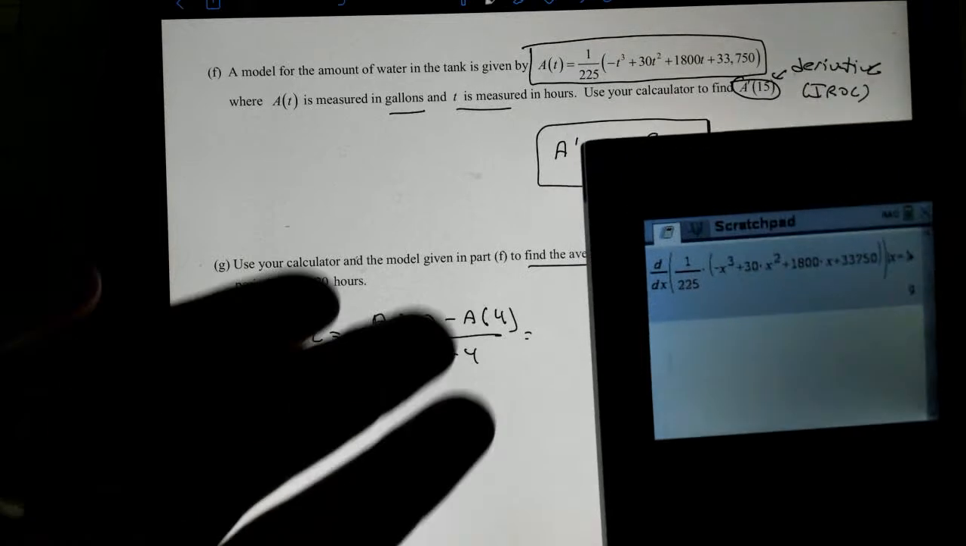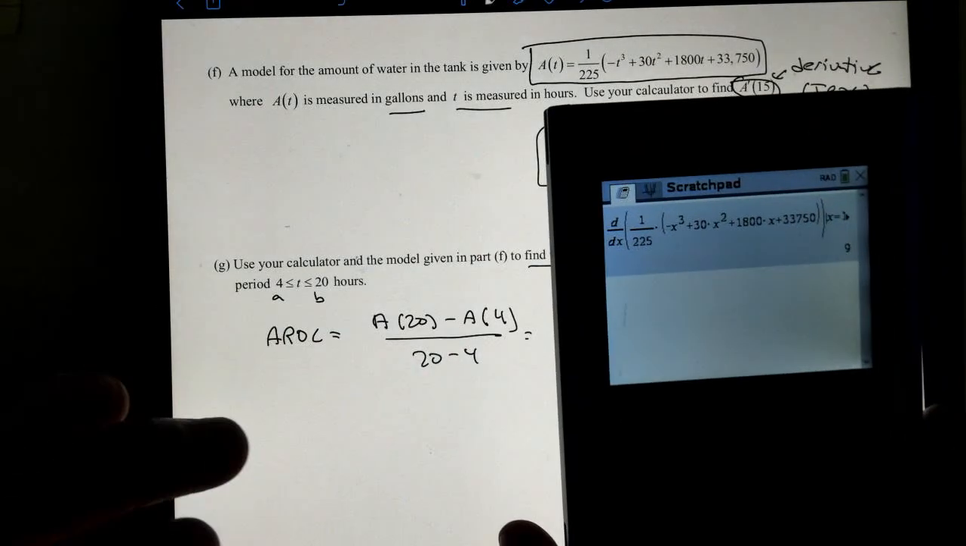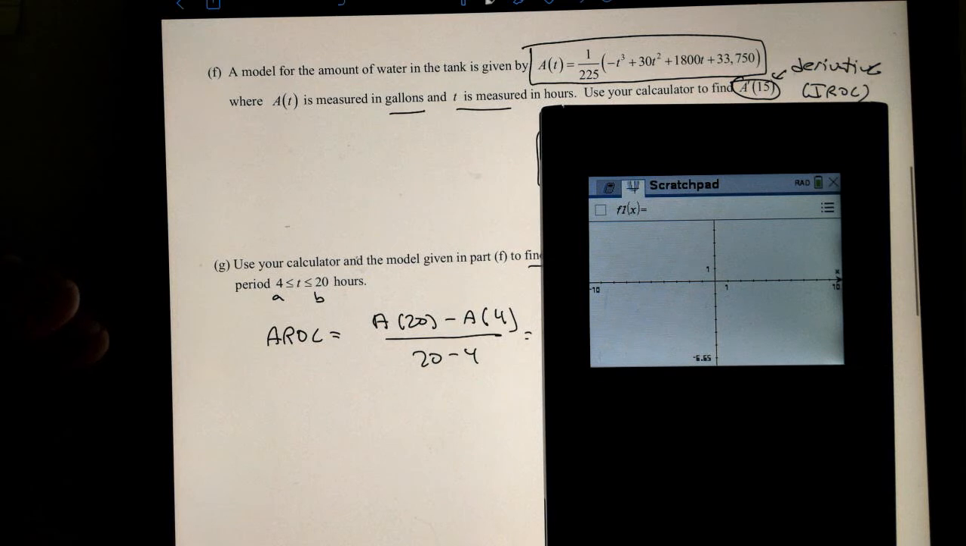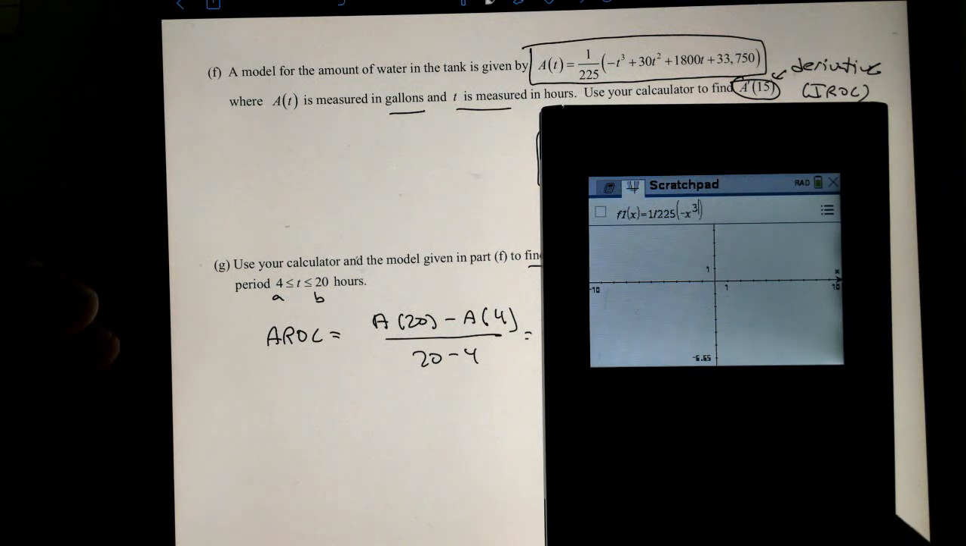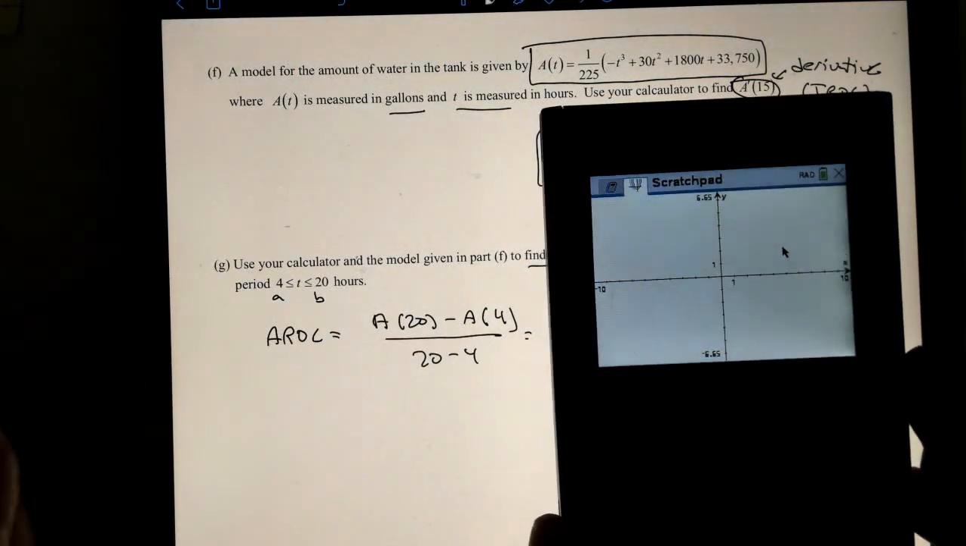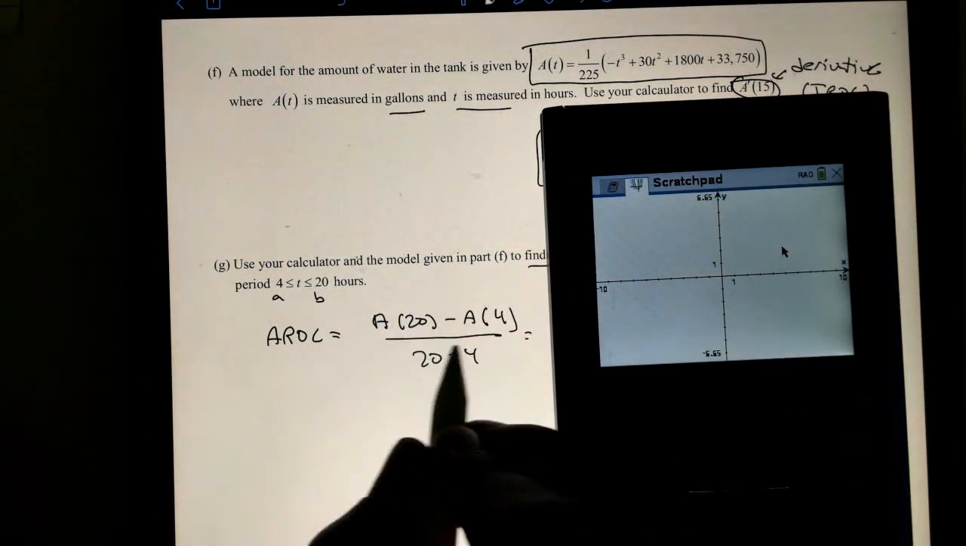I can do this one of two ways. I could just type it all into my calculator, or I could just graph it. Sometimes a little bit easier to do. 1 divided by 225 times negative x to the third plus 30 x squared plus 1800 x plus 33,750. Press enter. There we go. It doesn't show me anything, but that's okay.